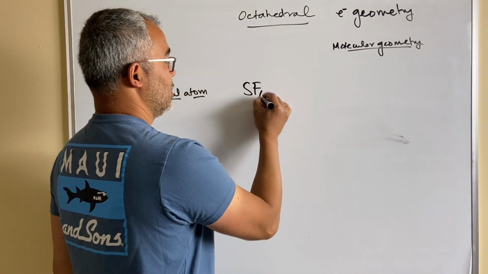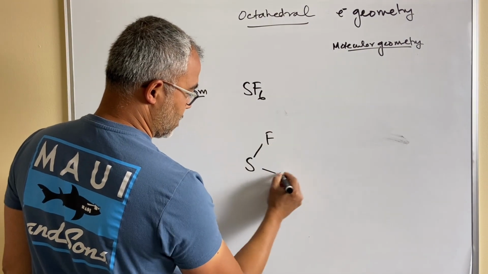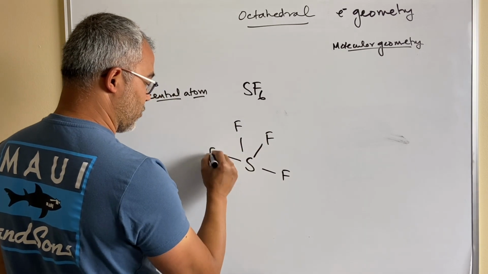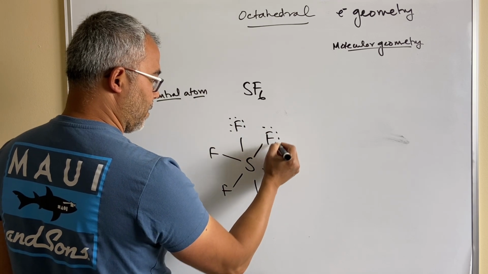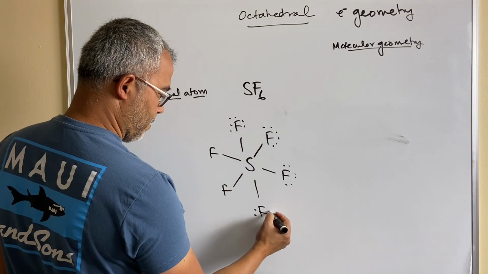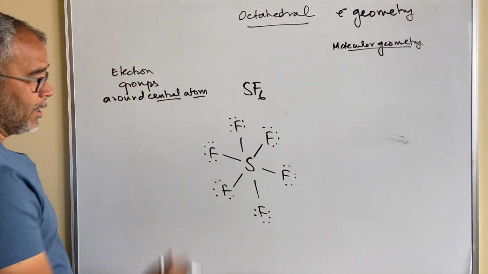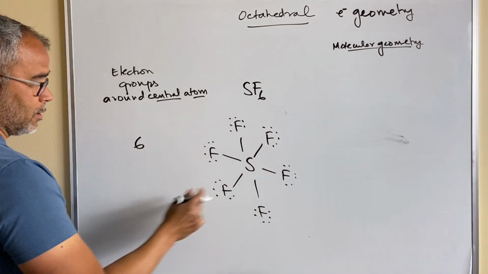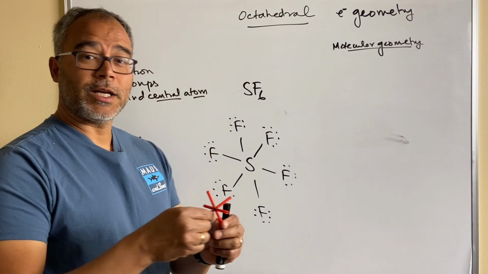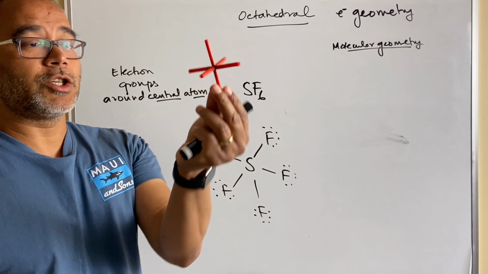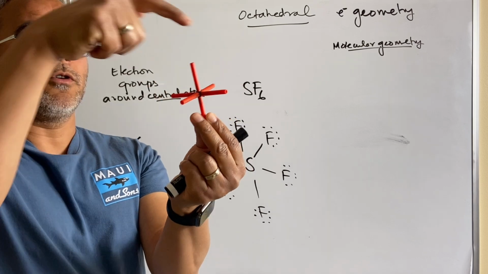So let's take a look at an example of SF6. The Lewis structure for SF6 is 6 fluorines all around the central sulfur. There you have it, okay? And there are 6 electron groups, 1, 2, 3, 4, 5, 6, okay? So now what we want to do is take a structure that spaces them out symmetrically. So here you have the structure, you have the central atom, you have 6 electron groups, you can count them, 1, 2, 3, 4, 5, 6.